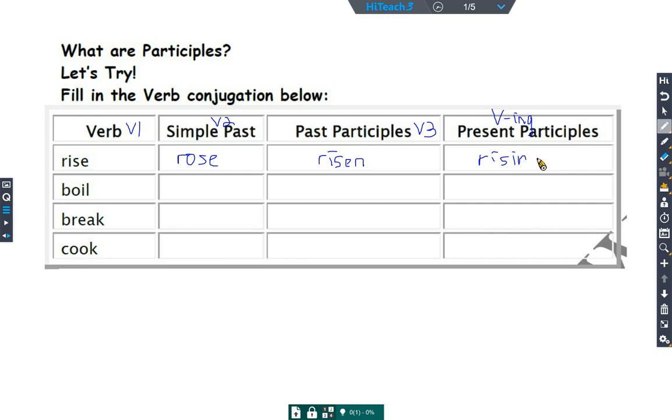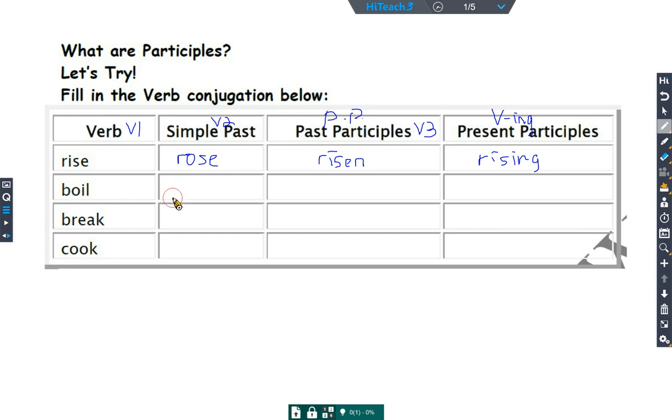So when we talk about participles, there are two types. One is called past participle. You can also call it PP. And another is called present participle. For me, I would rather call it verb 3 and verb ing for your easier understanding. Alright, so now let's try the other three verbs.